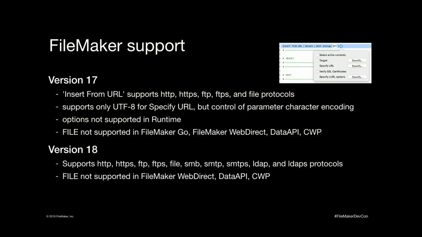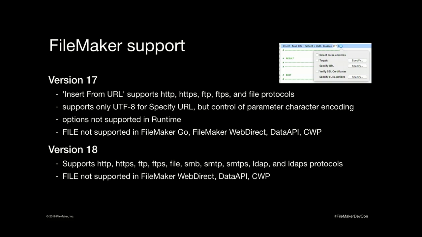In FileMaker 17, the extra little piece on the dialog box now opened up to us the world of curl, because we could put the URL and as many curl options as we now wanted. The insert from URL was restricted to HTTP, FTP, and file protocols. And in the URL itself, you could only use UTF-8 characters, but the actual options themselves could be encoded in any way you wanted, just the limitation on the URL. The options aren't supported in runtime, and the file protocol wasn't supported in several versions.